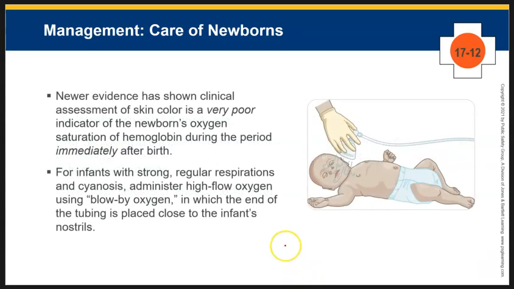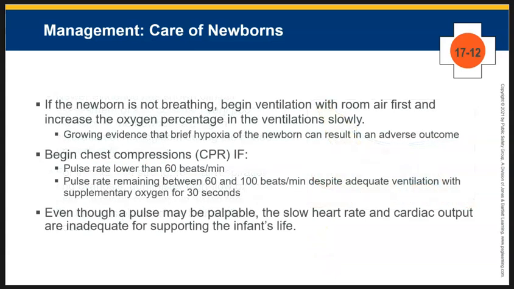Newer evidence has shown that the clinical assessment of skin color is a poor indicator of their oxygen saturation immediately after birth. If the infant has strong regular respirations, we can consider using blow-by oxygen just to increase the amount of oxygen near where they're respiring, close to their nostrils, and this can support them. Once again, if the newborn is not breathing, we begin ventilation with a BVM and then slowly increase the oxygen percentage as needed. Now we move to chest compressions or CPR for the infant if the pulse rate is lower than 60 beats per minute.